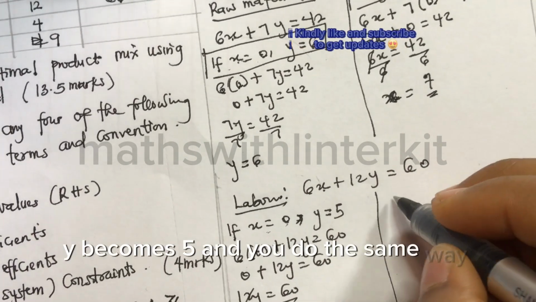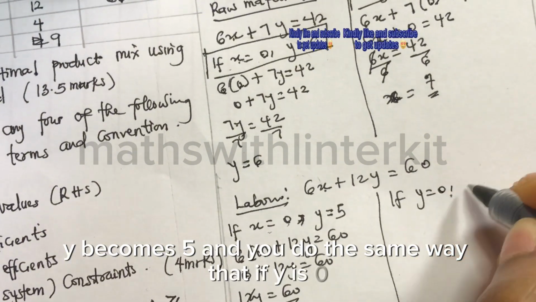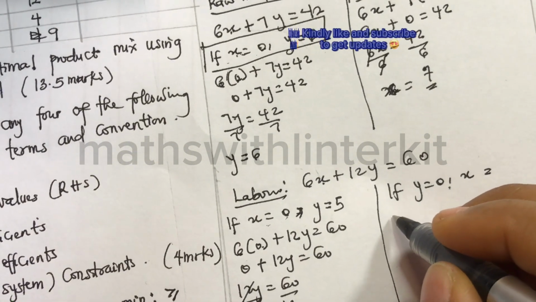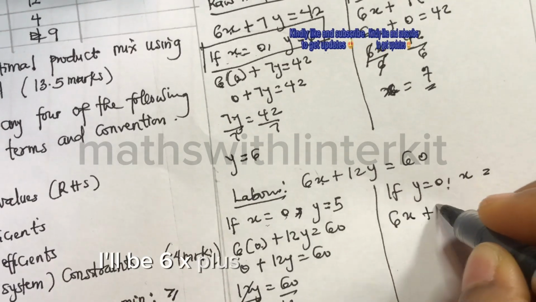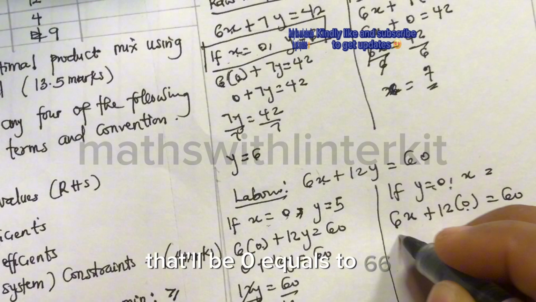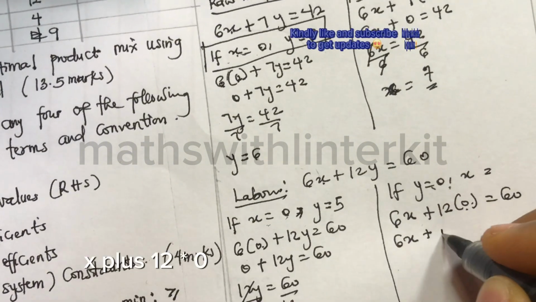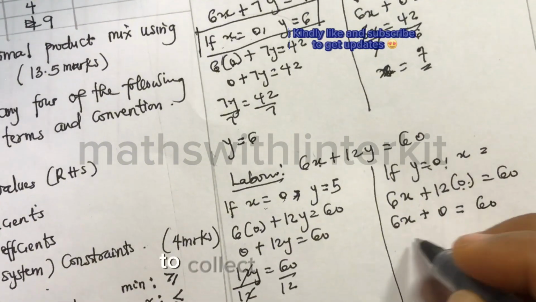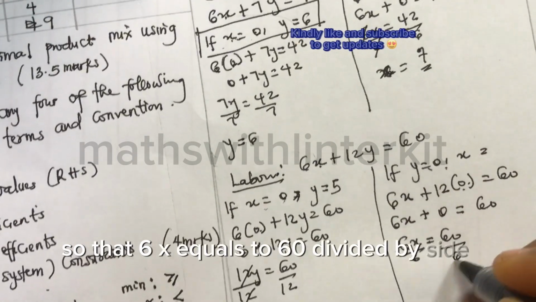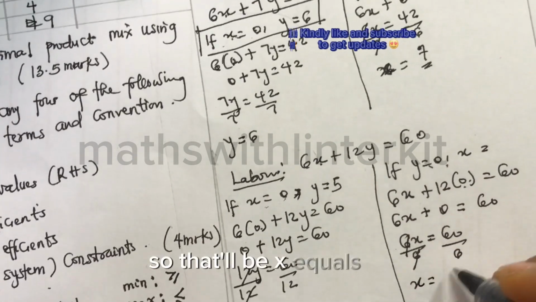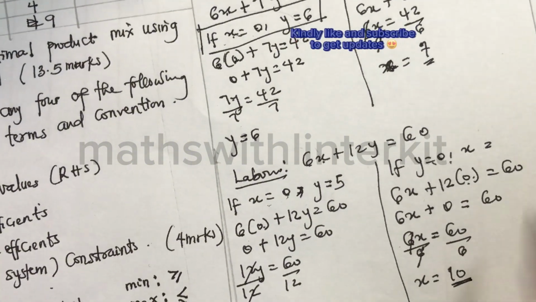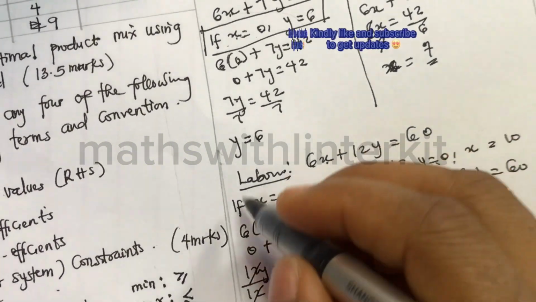And you do the other the same way, that if y is 0, x becomes what? We don't know yet. That'll be 6x plus 12, in place of y, that'll be 0, equals 60. 6x plus 12 times 0, that will be 0, equals 60. You collect the like terms, so that 6x equals 60. Divide both sides by 6. So x equals 10. That should be 10.